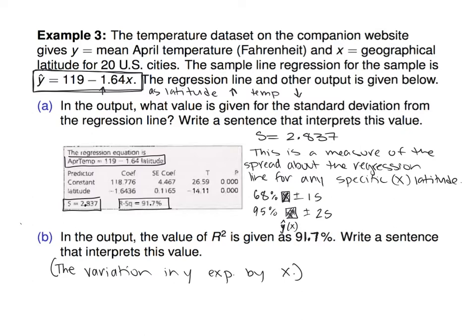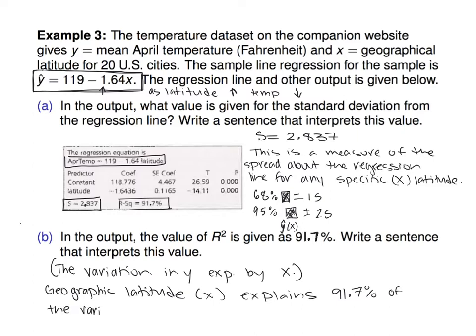I'm going to start with the x thing. So x is geographic latitude. Geographic latitude, which is my x, explains 91.7% of the variation in y, which is average April temperatures.